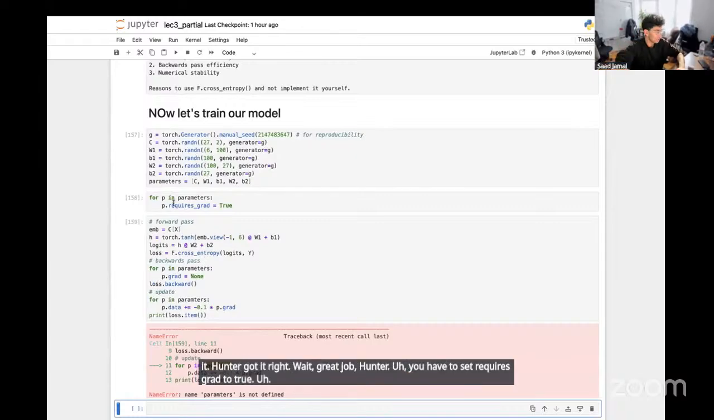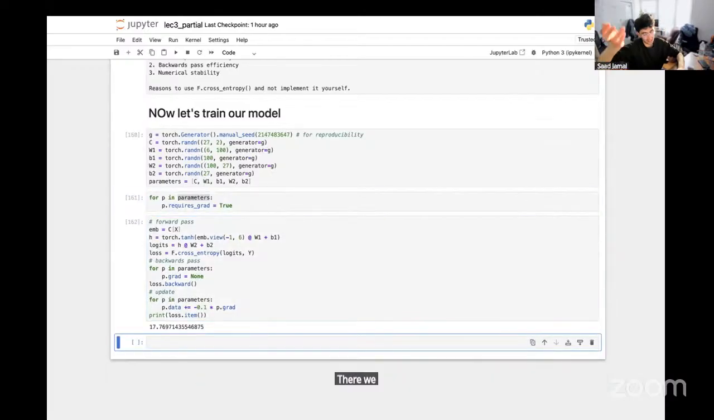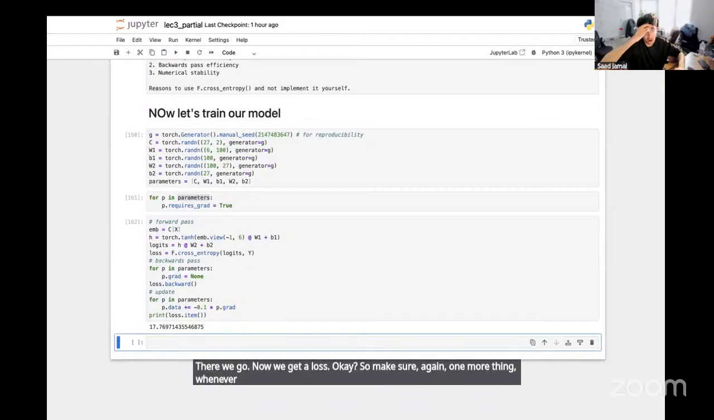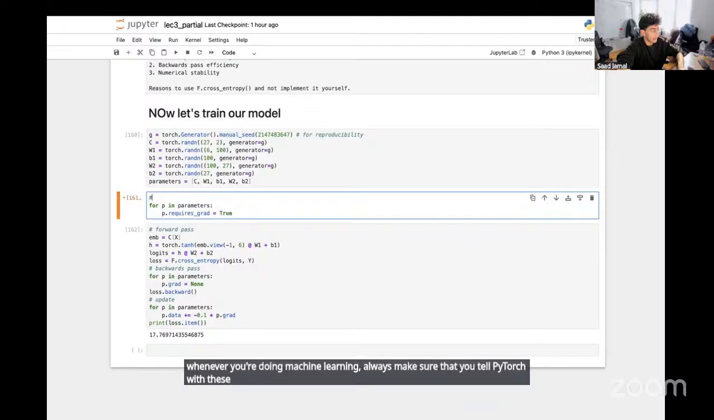And now parameter is not defined because I spelled it wrong. Anticlimactic. There we go. Now we get a loss. Okay, so make sure, again, one more thing, whenever you're doing machine learning, always make sure that you tell PyTorch with these lines of code that, hey, I actually want you to keep track of the gradients. This is very memory expensive, but you need it when you're doing machine learning.